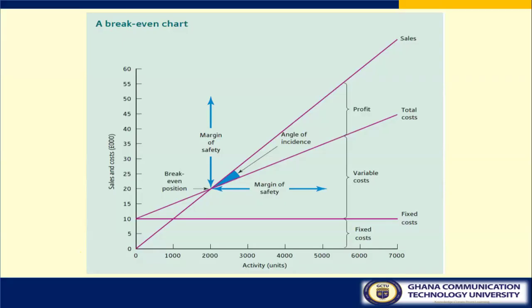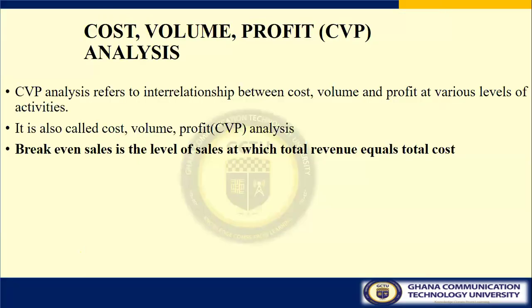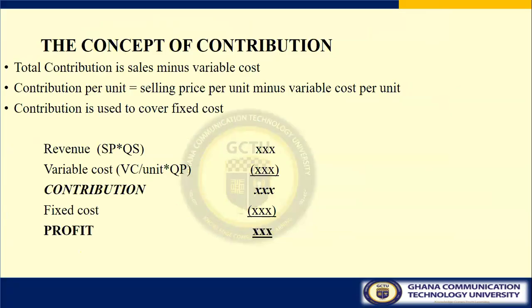All right. We've talked about fixed costs, we talk about variable costs. Now, the concept of contribution. We said total contribution is sales minus variable cost. So contribution per unit is equal to selling price per unit minus variable cost per unit.